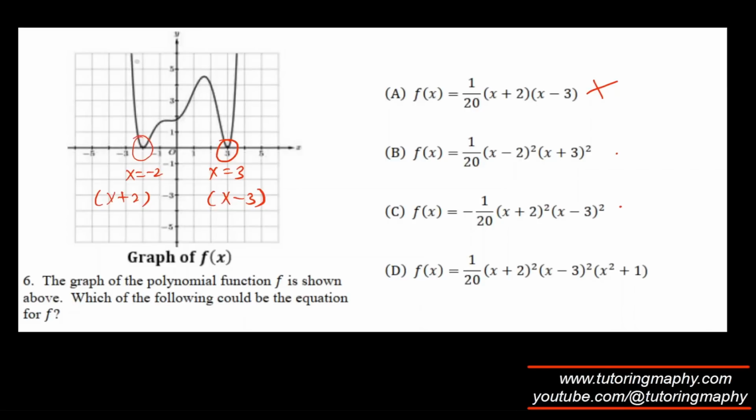Now let's talk about the end behavior. So it is going in the plus direction on both sides. So the leading coefficient must be positive. So it cannot be C because here there's a negative sign. Now, which one is it, B or D? A very simple way to find. Let's try to work on it.